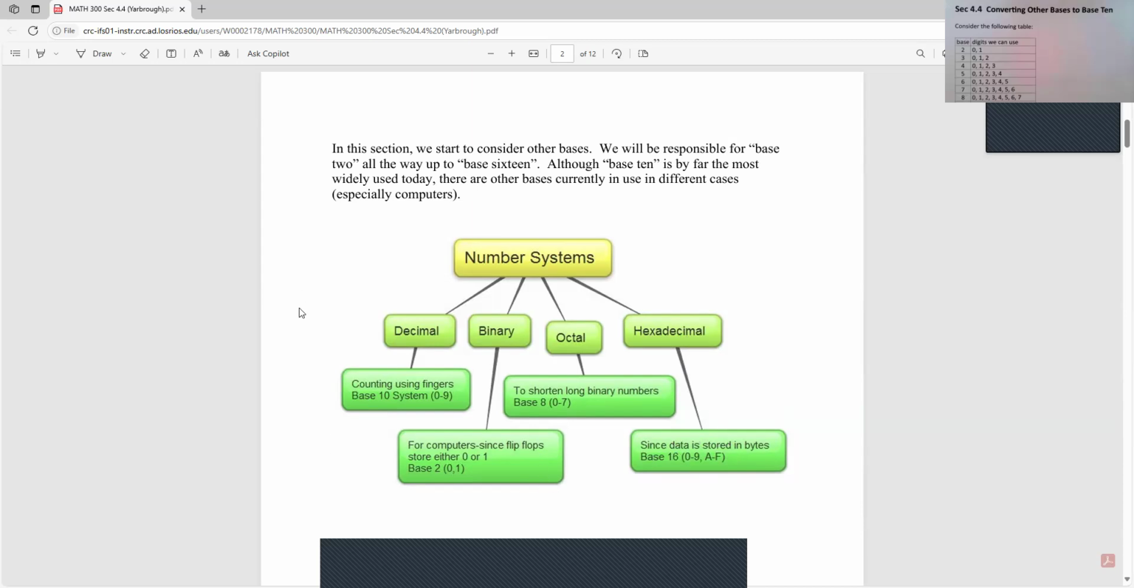So if you're going to go into a career in computers or computer programming or something like that, you may want to pay attention to this lecture today, especially when we talk about base 2 or base 8 or base 16. So those are the three most popular ones that are used even today, often mostly in computer programming.